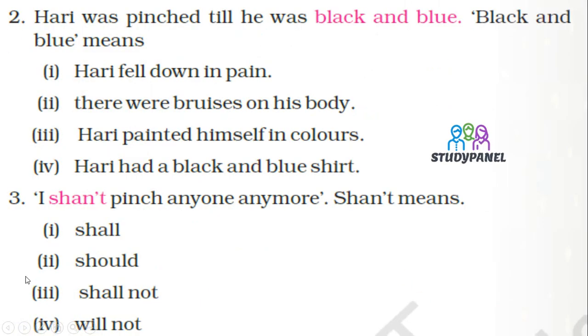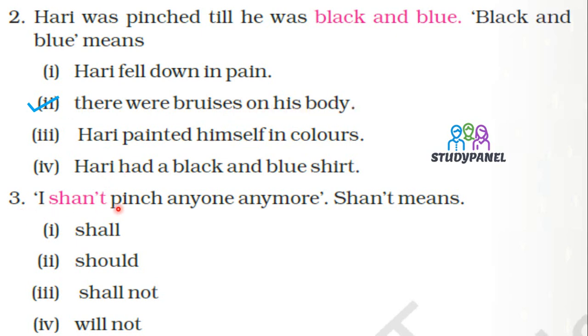Let's look at the second. Hari was pinched till he was black and blue. Black and blue means option one, Hari fell down in pain. There were bruises on his body. Hari painted himself in colors. Hari had black and blue shirt. Now, you can also tell me the right answer. If you know, you can type the option in the chat box. The correct answer is there were bruises on his body.